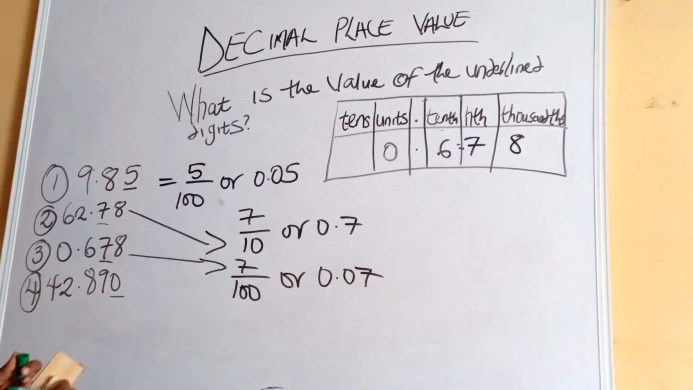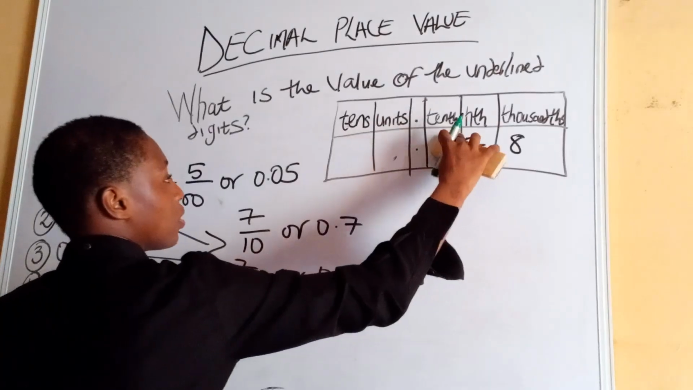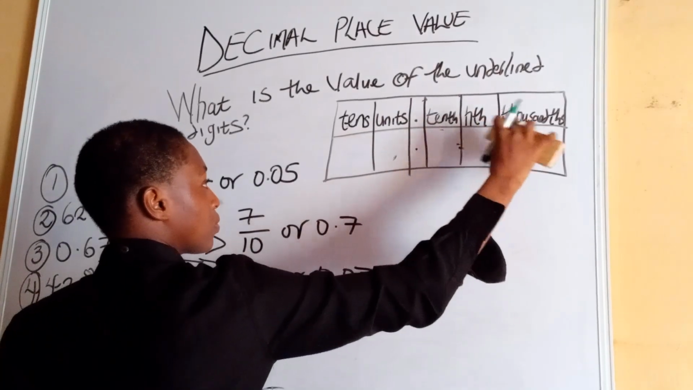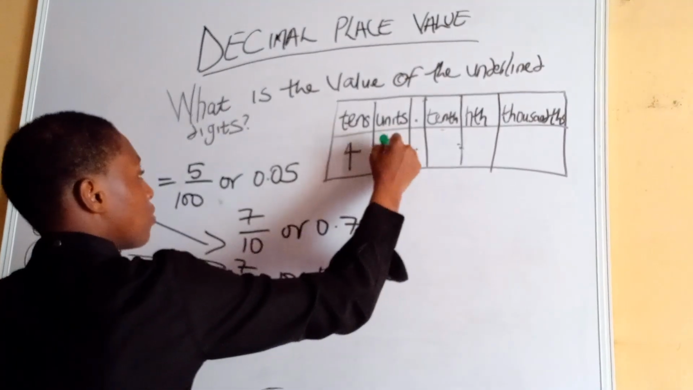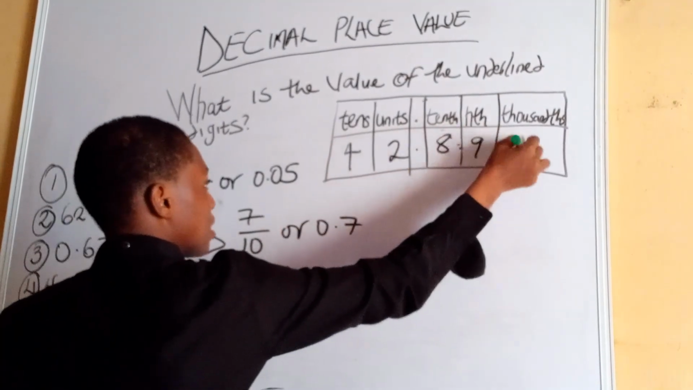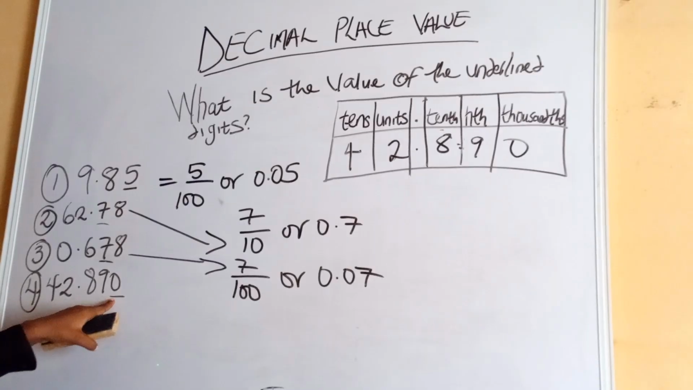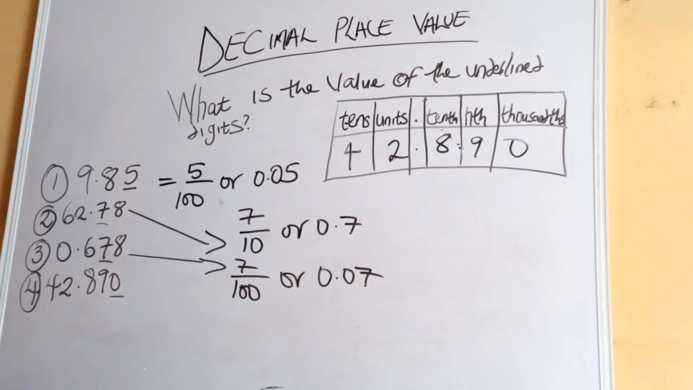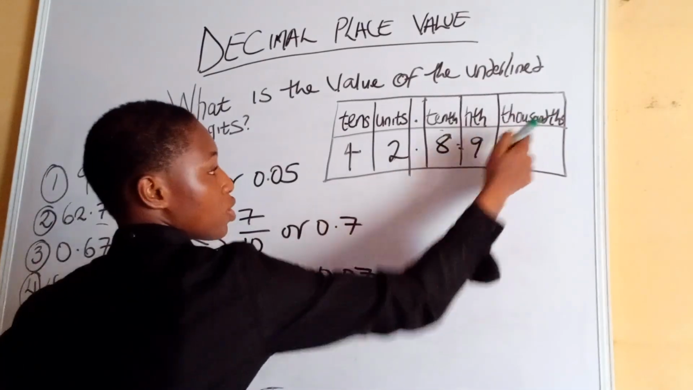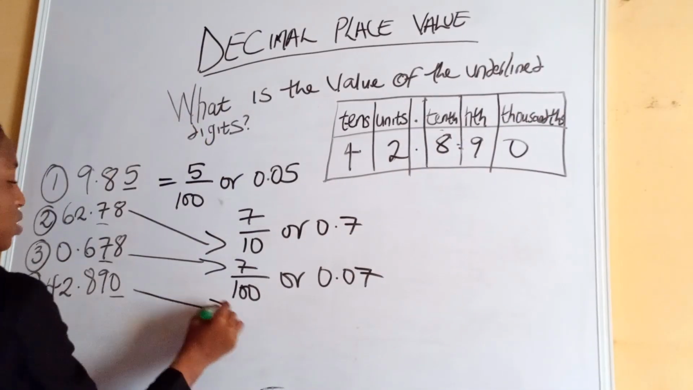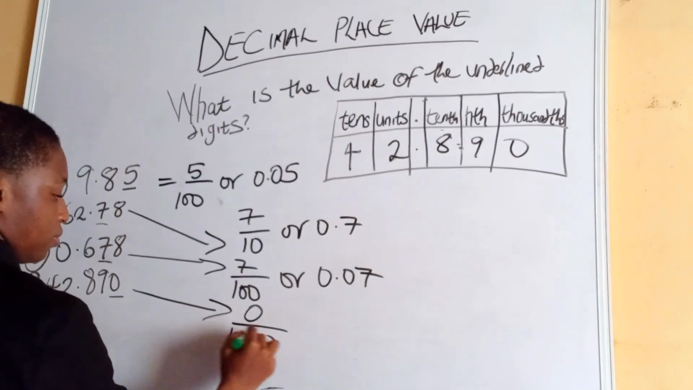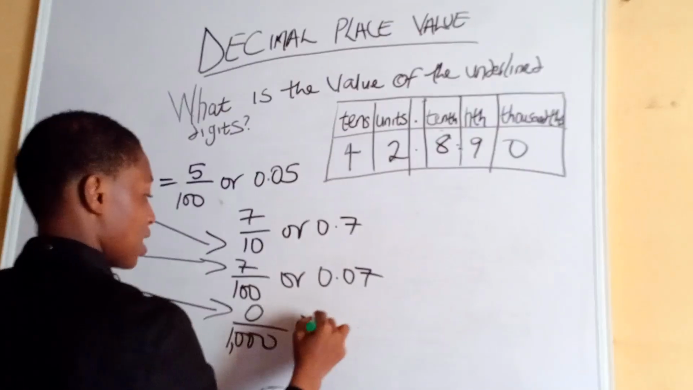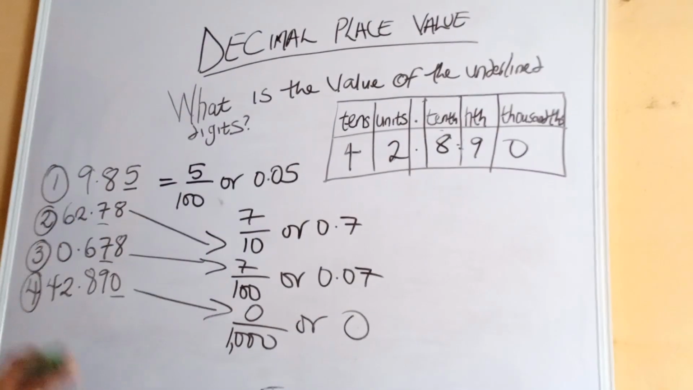For the last question, we have 42.890. They say, what's the value for 0? Since we know 0 is in the thousandth place, the value for 0 will simply be 0 all over 1000, which is also the same thing as 0. That's how to solve it.